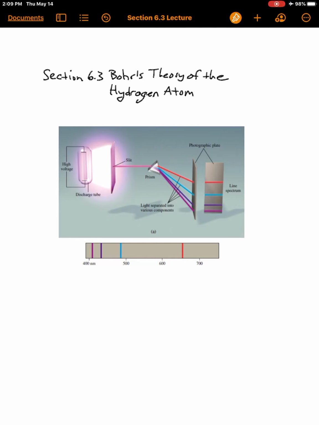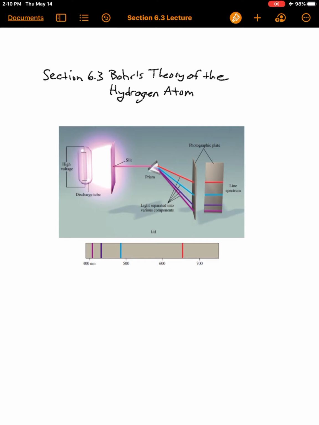Okay, we're up to section 6.3, the Bohr theory, Niels Bohr's theory of the hydrogen atom. The Bohr theory was designed originally to explain a phenomenon called line spectra. And so Bohr turned his attention to the simplest element in the periodic table, which was the hydrogen atom, H.